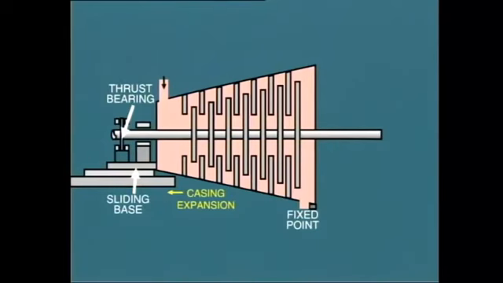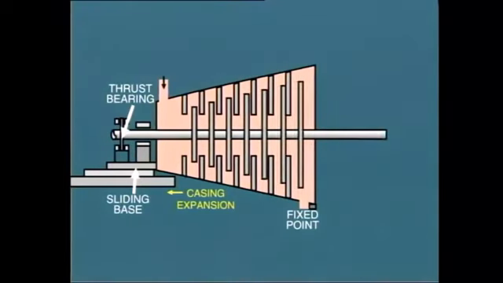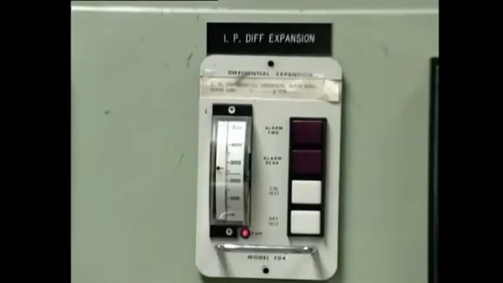So during the initial loading of a cold machine, the rotor expands at a greater rate, and in fact, we run the risk of the rotating blades coming into contact with the next stage of stationary blades. This differential expansion must be kept within certain limits by restricting the rate of change of load on the machine. Differential expansion is measured and indicated at the operator's control panel or console.